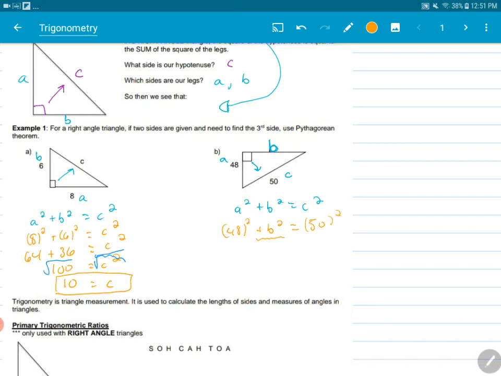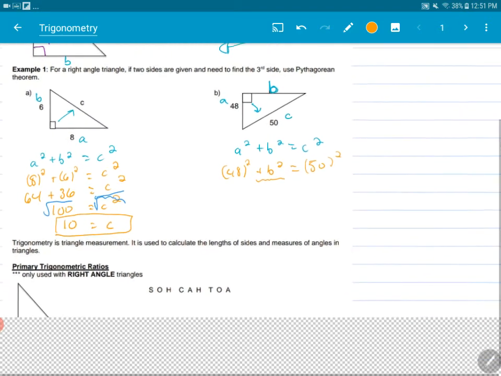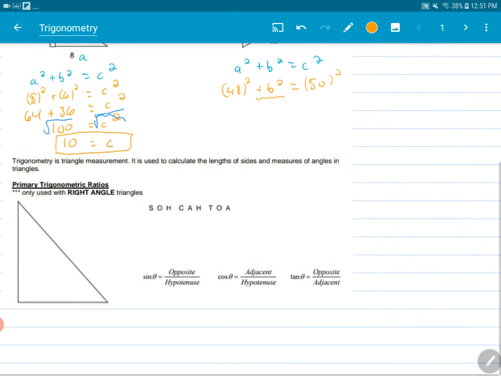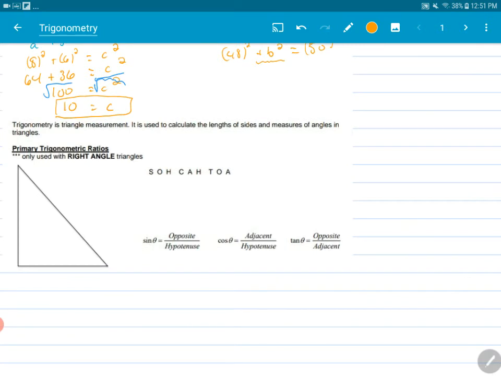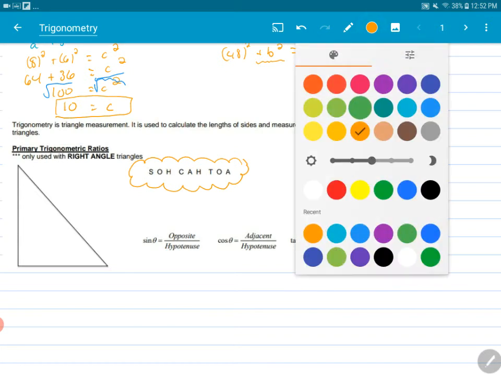So moving on from that little piece of review, because that's what it is, you've seen it before, we're going to move forward and say that trigonometry is triangle measurement. That's really what we're doing. We're trying to find the measurements of side lengths and angles in a triangle. So the primary trig ratios are sine, cos, and tan. And if you remember from last year, which hopefully you do, you have this special acronym called SOHCAHTOA that really helps us out. So what does that mean?